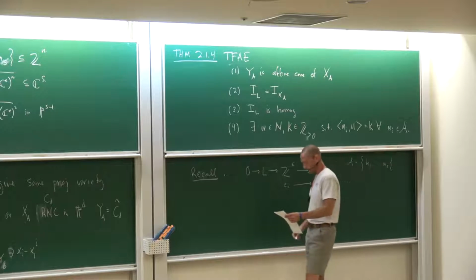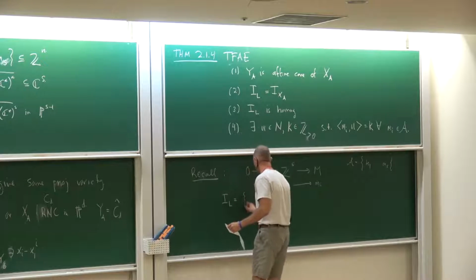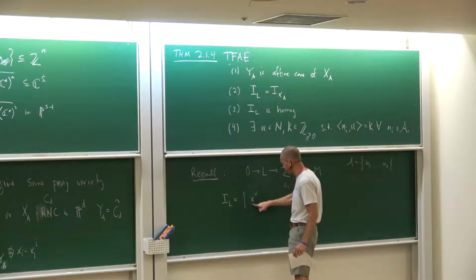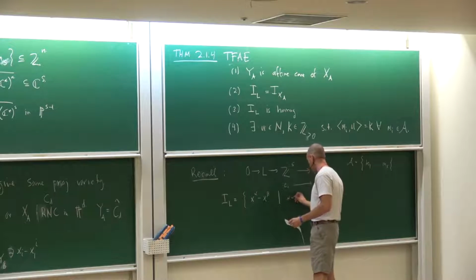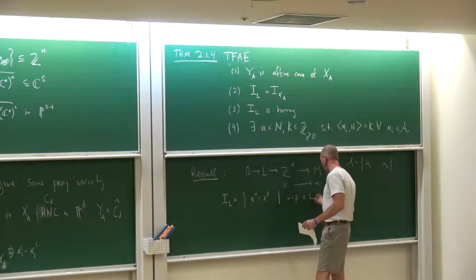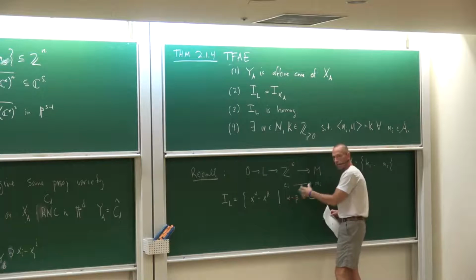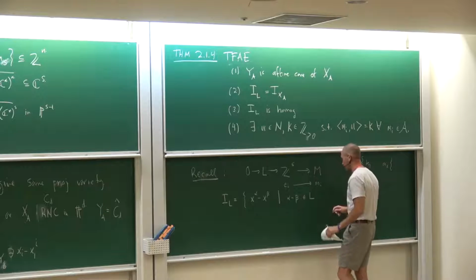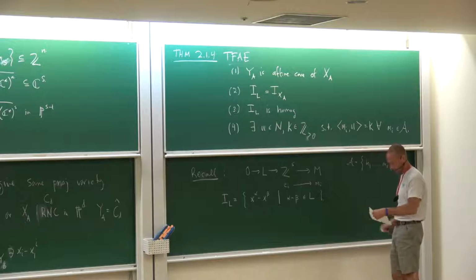Then I sub L, by definition, was equal to the set of x to the alpha, in multi-index notation, so x1 to the alpha 1, x2 to the alpha 2, and so on, minus x to the beta, such that alpha minus beta is in L, right? So alpha and beta are both vectors with non-negative entries. So this is called the lattice ideal, okay?